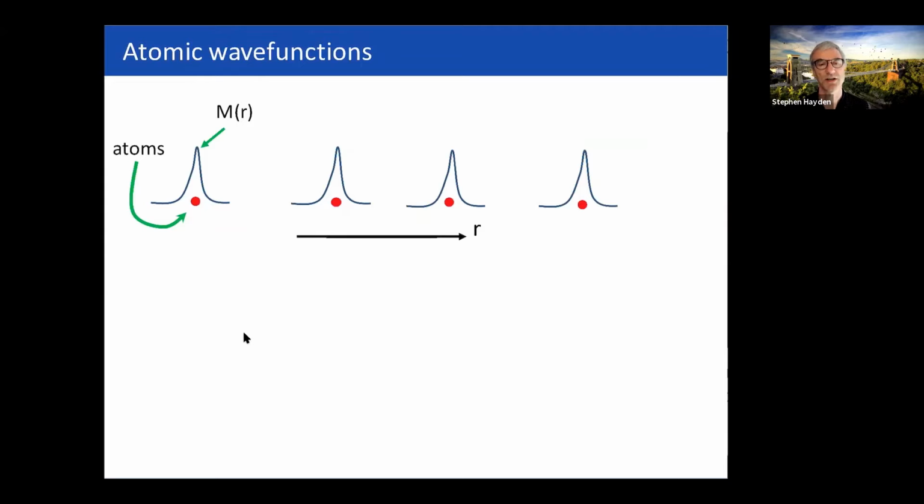So here I've illustrated what one might have in a solid, going through the solid now in space. These are different atomic sites, and around each one you've got some cloud, if you like, of magnetic moment. So one question is how you measure that and what it looks like.